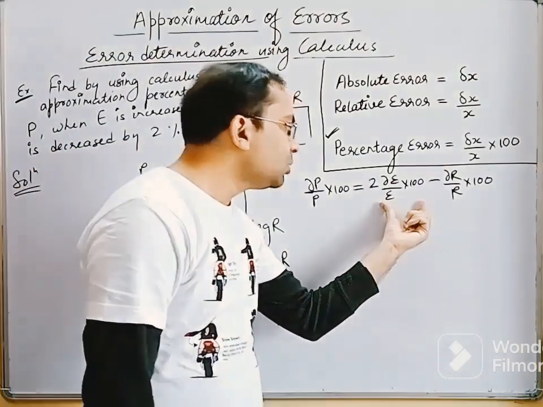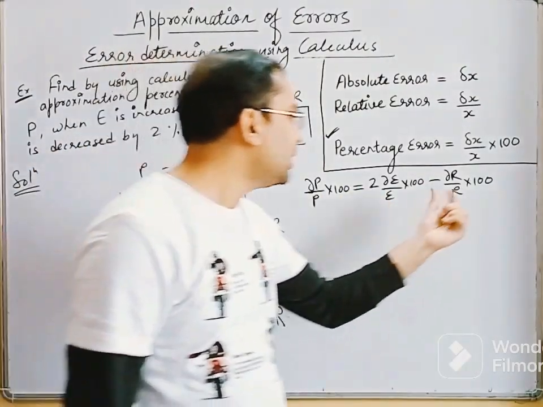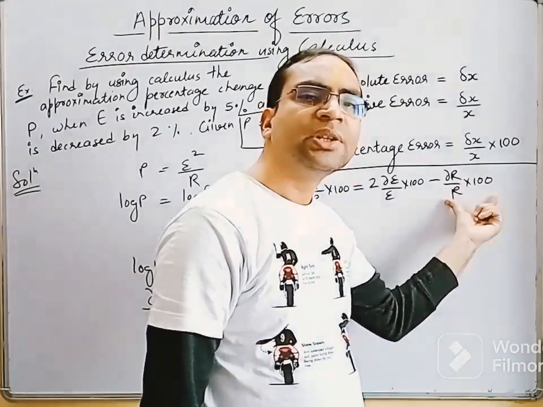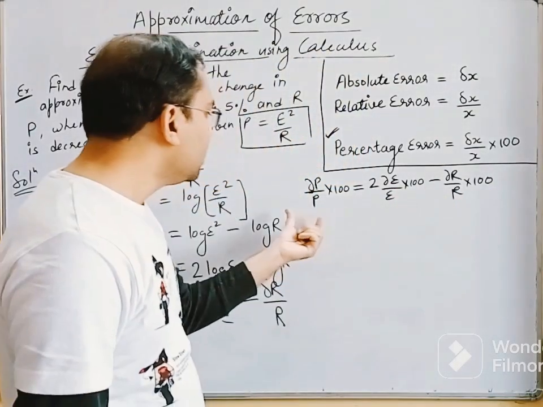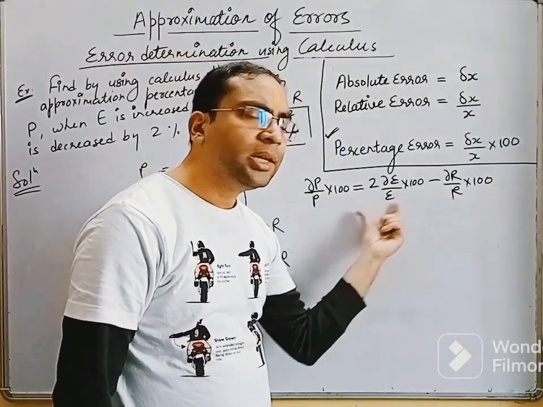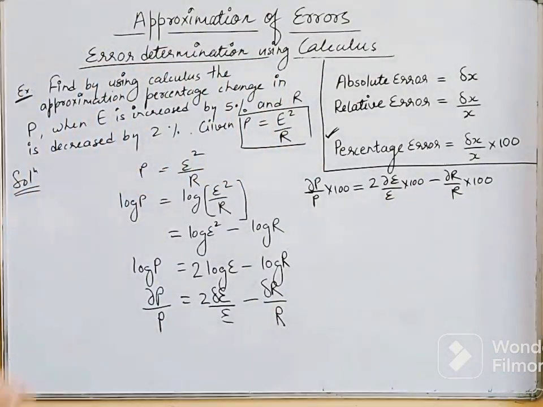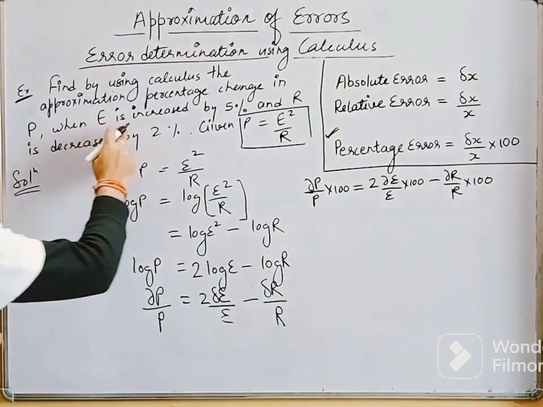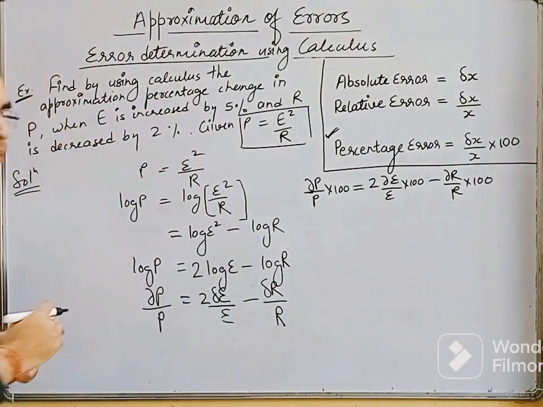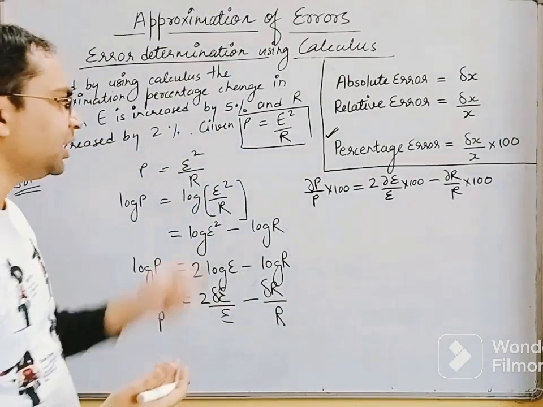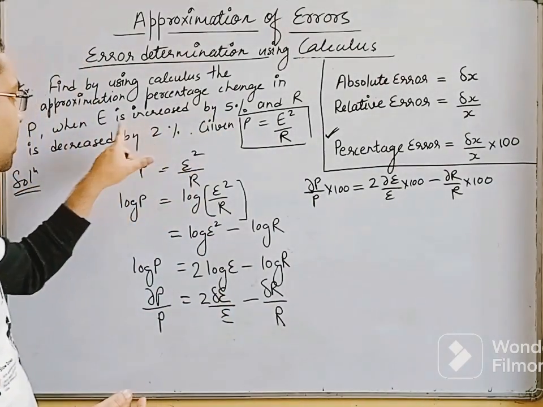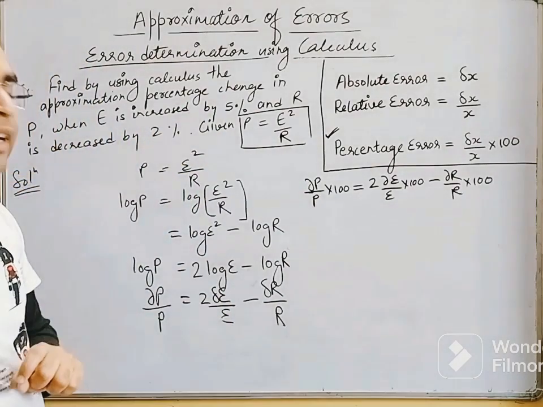This is del E upon E into 100, the percentage error in E, and this is del R upon R into 100, the percentage error in R. So these can be represented by percentage errors or change in the percentage. Now we come back to the question. It's given that E is increased by 5%. So there is a change of 5% in E, and this is a positive change.